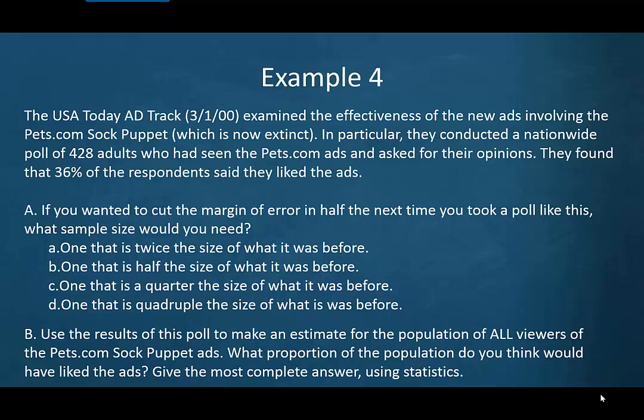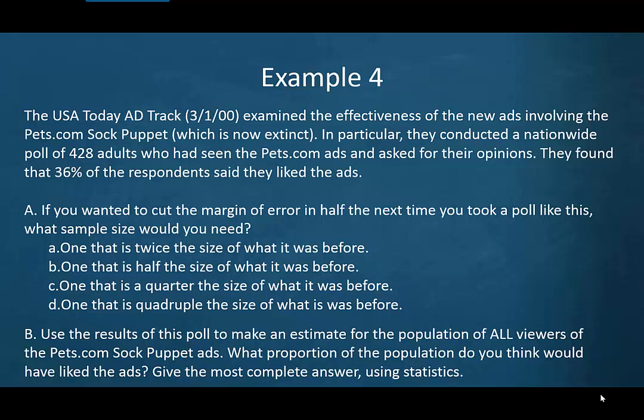And there's a multiple choice. So one that's twice the size it was before, half the size, or quarter the size, or quadruple the size of what it was before. And then part B, use the results of this poll to make an estimate for the population of all viewers of the Pets.com sock puppet ads. And what proportion of the population do you think would have liked the ads? Give the most complete answer using statistics.